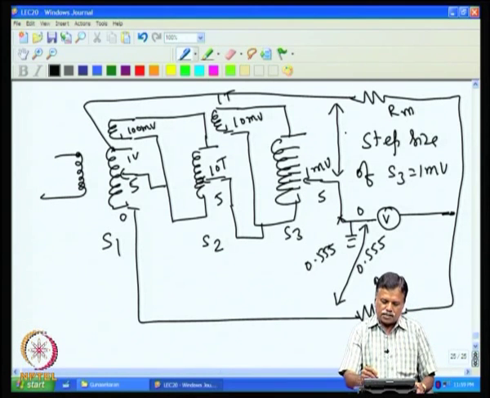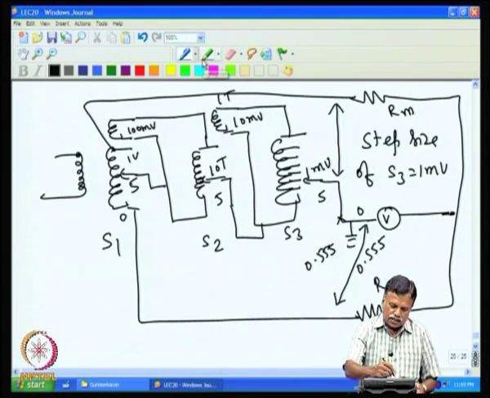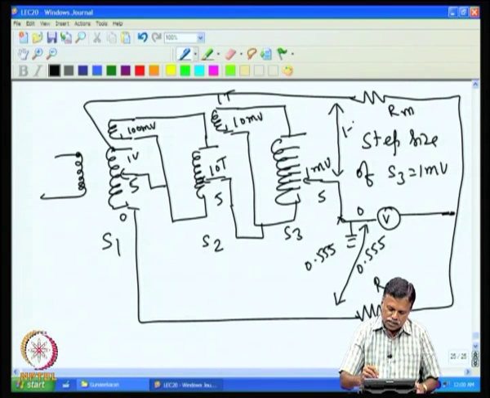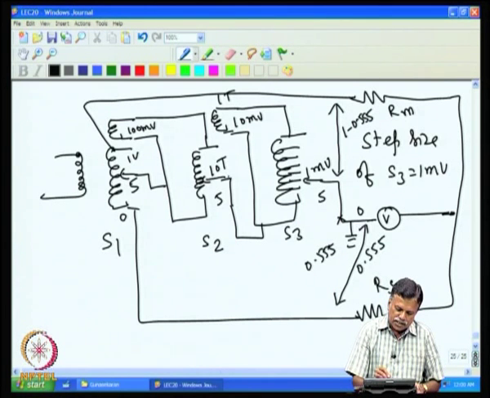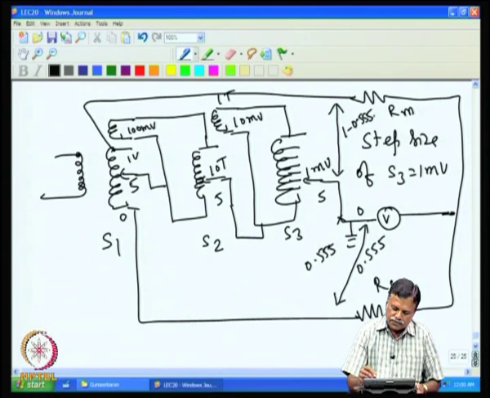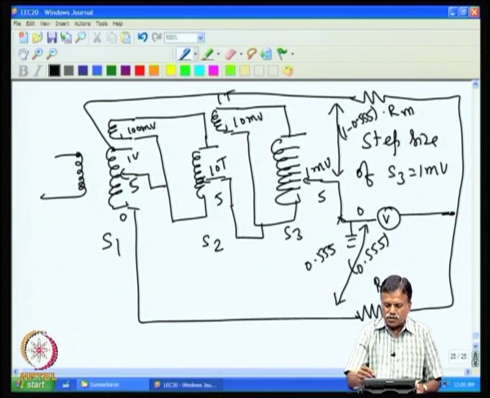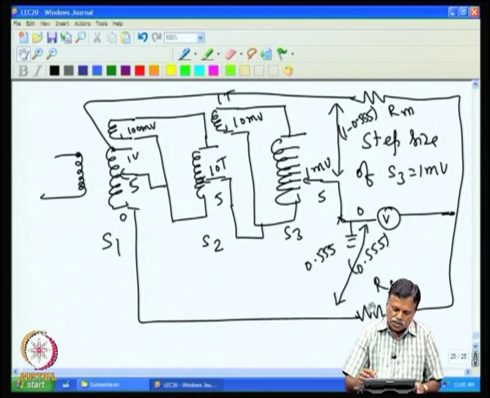So, this will be 1 minus 0.555. That is because this is sitting at 0.5, this is 0.55, then automatically this becomes 0.45, and this is 0.05, and that makes 1 minus 0.555. So, the voltage at this point is this much, the voltage at this point is known, and the ratio of these two voltages gives you the ratio of these two resistances.